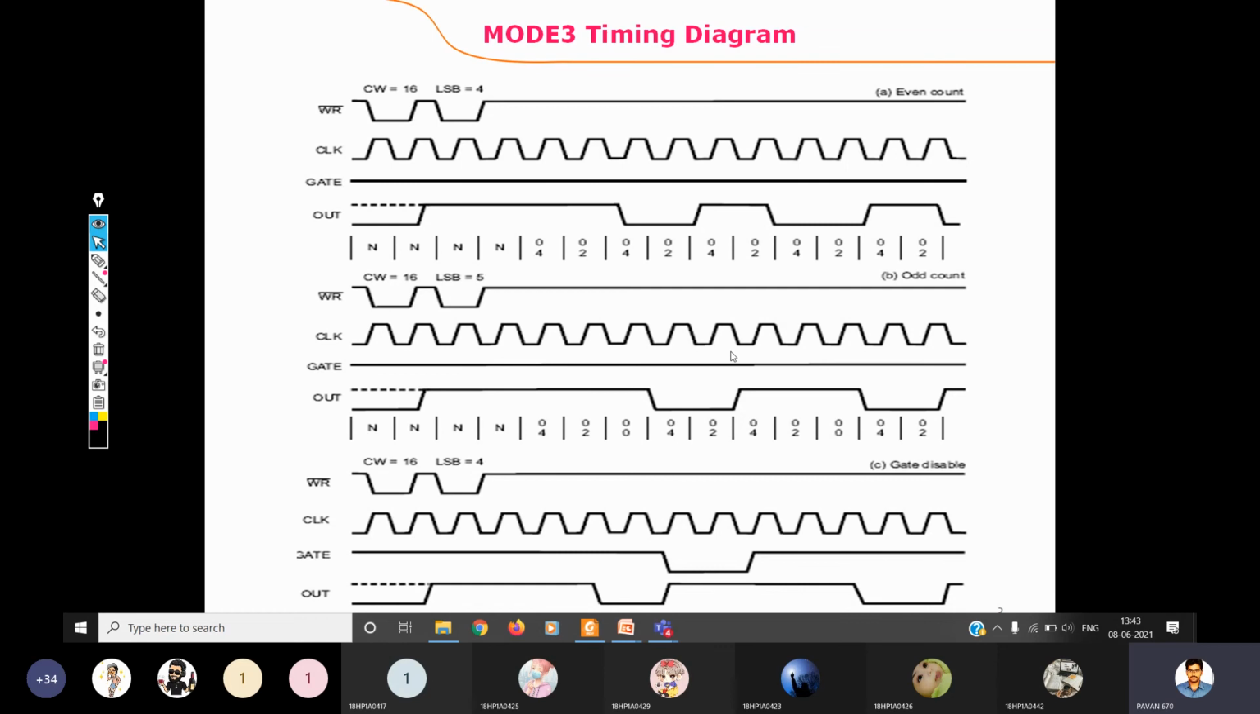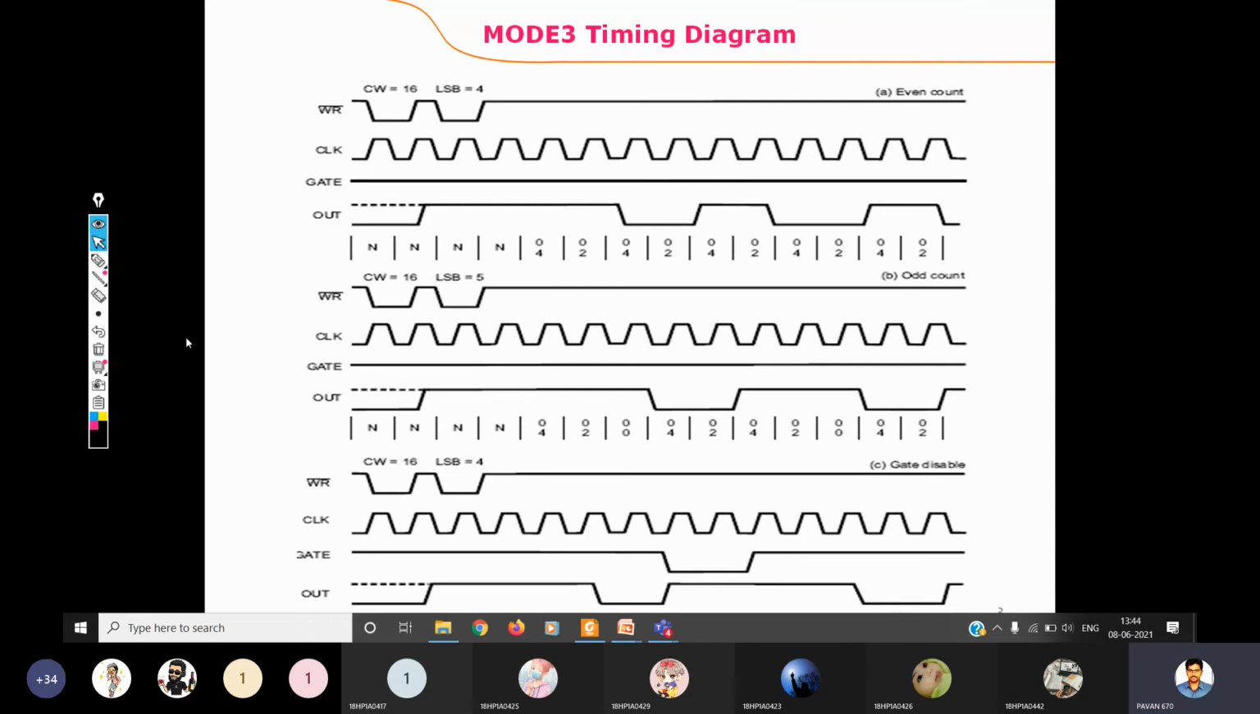Similarly, if some odd count is provided, what happens? If the odd count is provided, it cannot be divided equally. That's why the on duration is more and the off duration is less. The counting is based on these references and the negative edge. Since it is an odd count value, it observes the terminal count becoming 0, and then the out signal changes its state, and again goes for counting. Again it loads the value, gets an on duration of somewhat larger time, and again a lesser time.